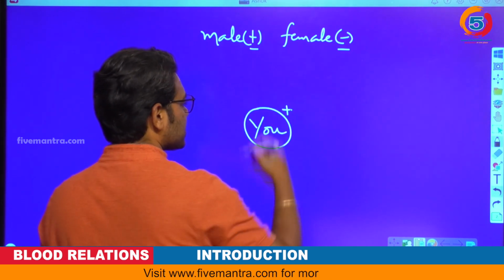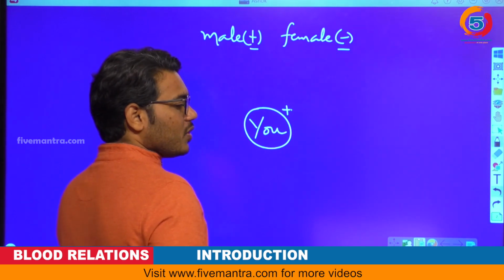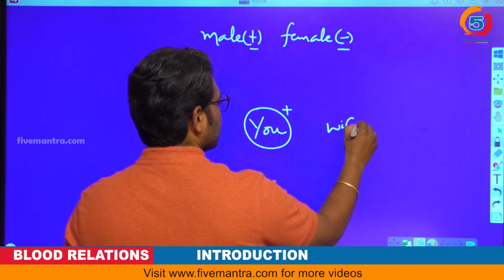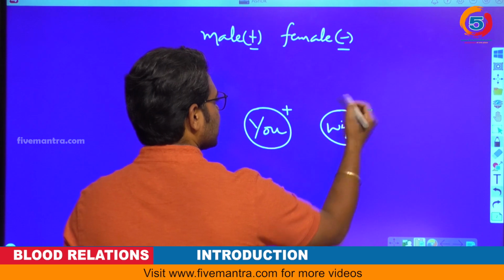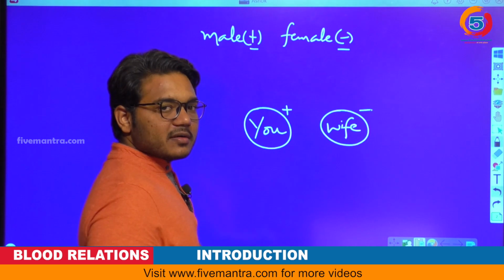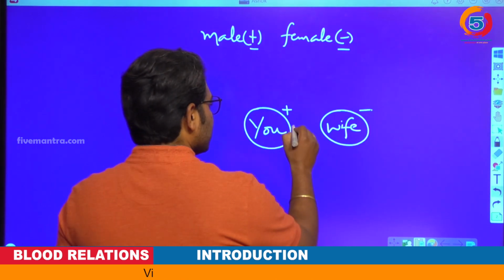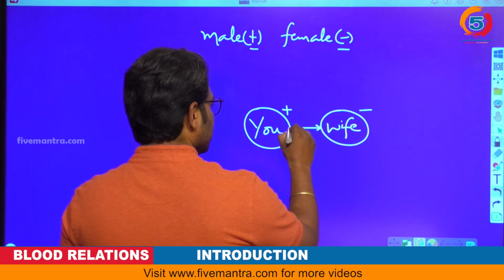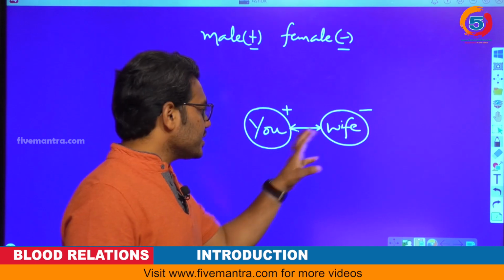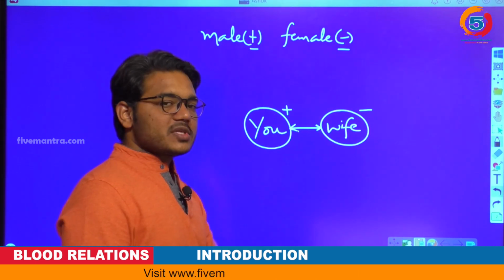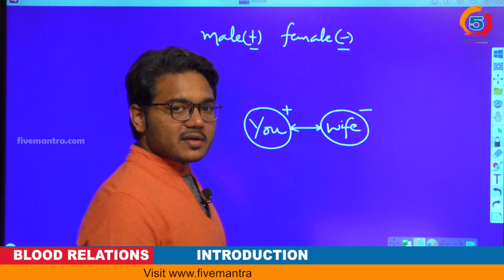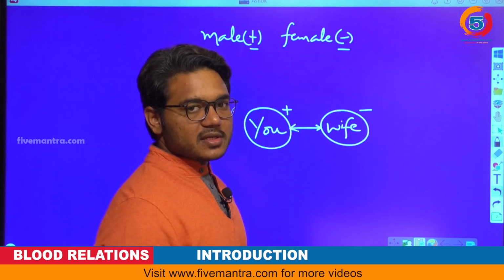I represent it like this. Then suppose you have got married, so you got a wife, which is indicated by minus, being a female. How do you relate that? In my own way, let me put my own code. Wife and husband are interrelated, interlinked, bonded together, so let me put this mark here. Then we will trace out other relations starting from this.